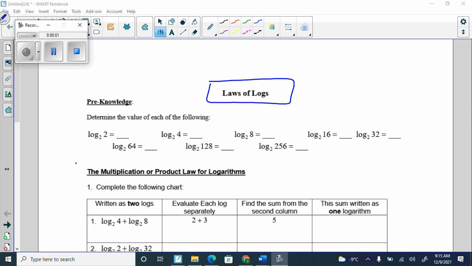So, when you're typing logs into your calculator, it's actually doing math every single time. What math is it doing? It's saying, if you have log base 2 of 2, it's saying 2 to what power? What exponent is 2? 1.